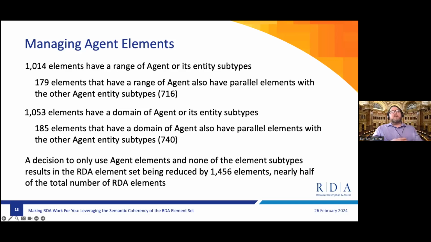That results in the RDA element set being reduced by 1,456 elements. And that's nearly half of the total number of RDA elements. So just by this one trick, just to decide, well, I'm going to be coarse and I'm only going to describe agents. I don't care if the element is for a person or a corporate body or whatever. I'm just going to do agent. This is what can happen.